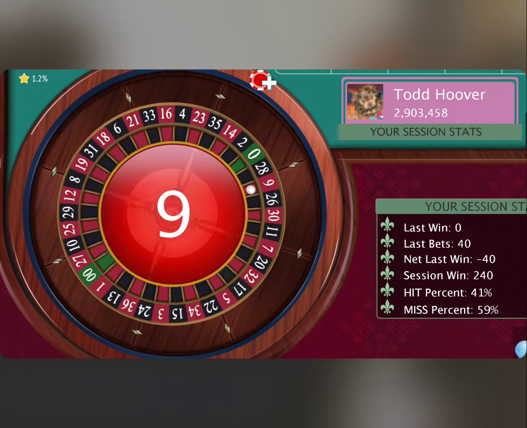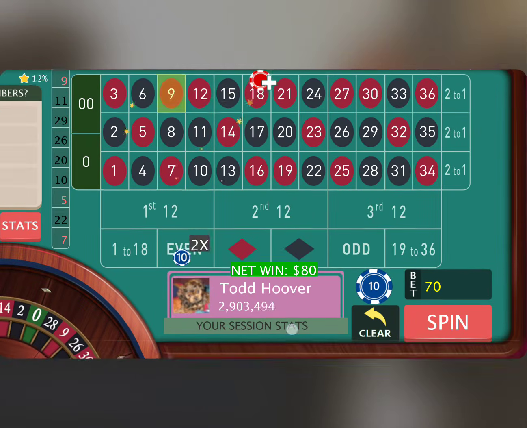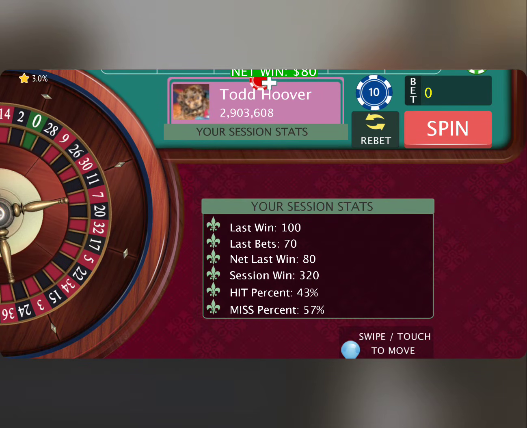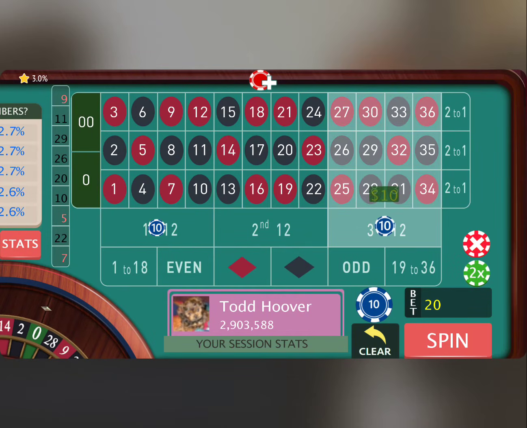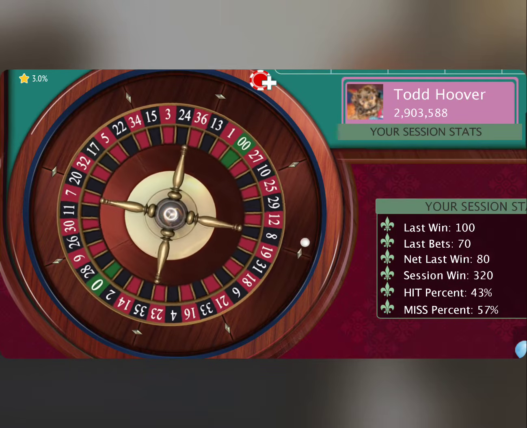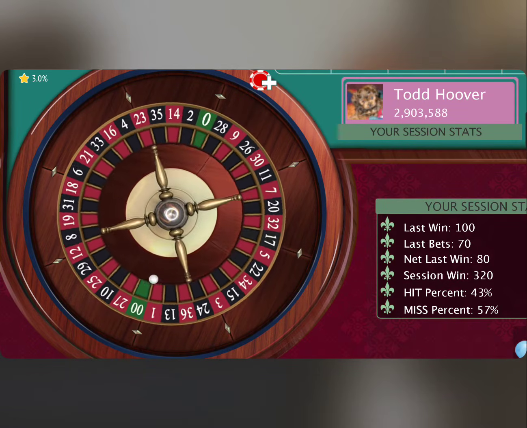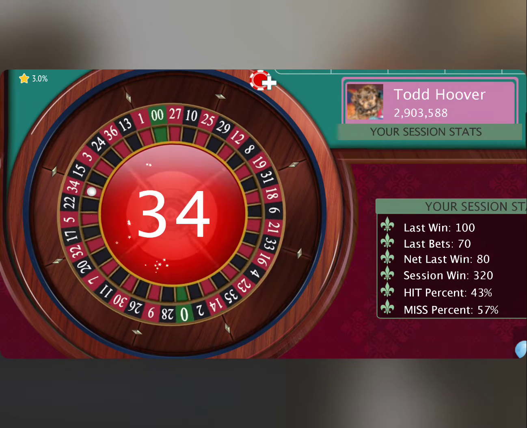9. Okay, $80 win. We're at 320. We can reset. You see how simple it is, guys? 9 and 29. Okay. Just follow the pattern. It seems to work fairly well.